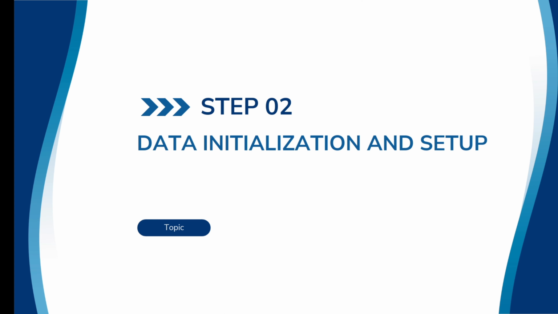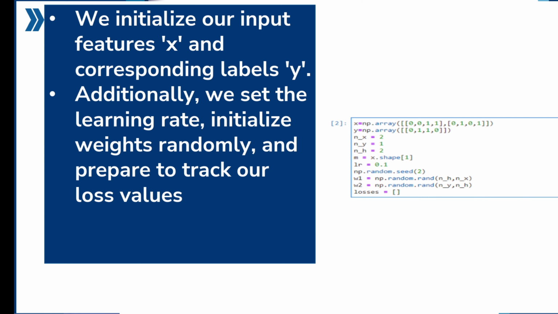So step 2, we are going to do the data initializations and setup. We initialize our input features as x and the corresponding labels as y. Additionally, we set the learning rate, initialize the weights randomly, and prepare to track our loss values.